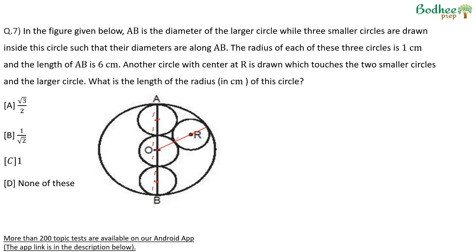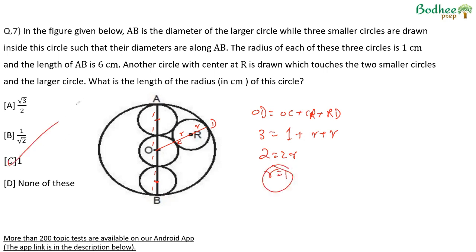Now suppose the point of contact here is C and the point of contact here is D. OD will be nothing but OC plus CR plus RD. Suppose the center is at R. OD is the radius of the larger circle, which is 3. OC is the radius of the smaller circle, which is 1. CR and RD are the radii of the circle that we have to find, so R plus R. So from here we get 2 is equal to 2R, so R is equal to 1. Option C becomes my answer.